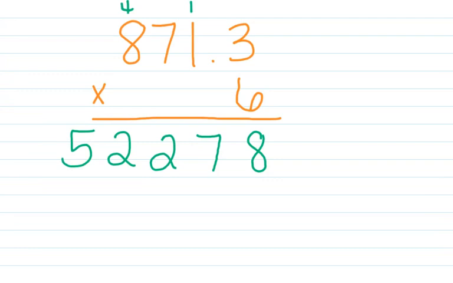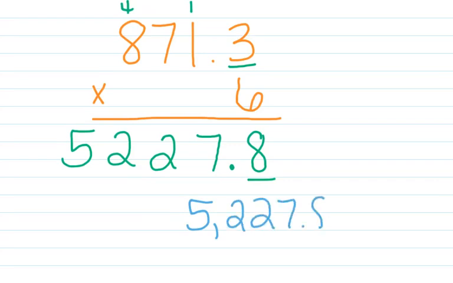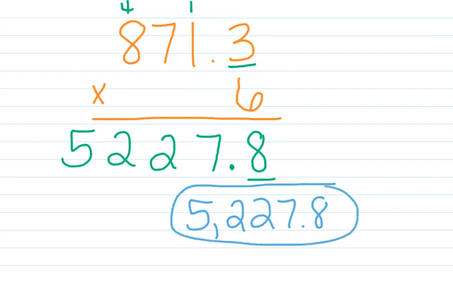So I get 52,278, but I've got one number after the decimal here, so I have to have one number after the decimal here, so my decimal would go right there, for a final answer of 5,227 and 8/10. All right, let's go on and have you try one, or try two on your own.